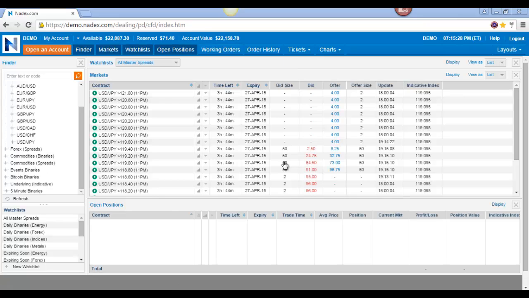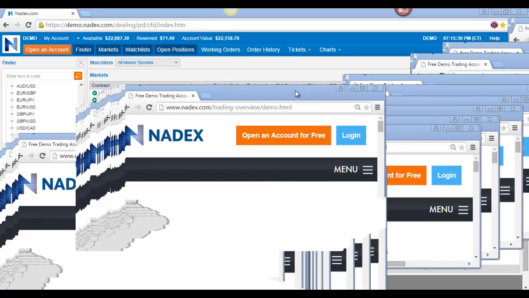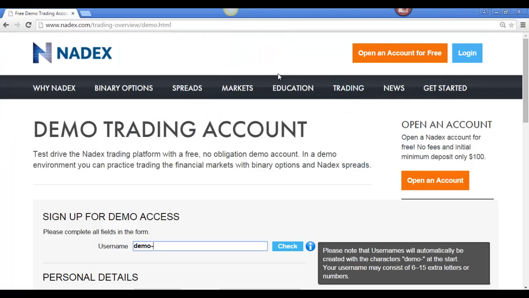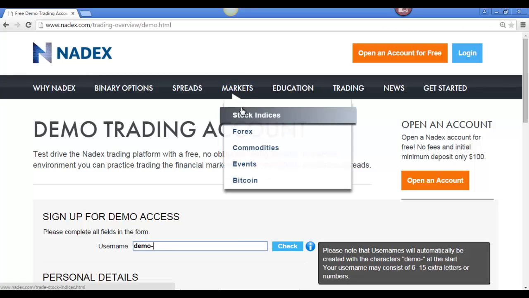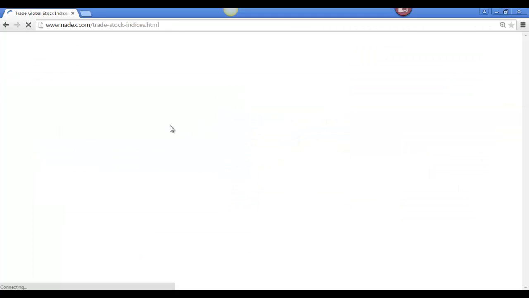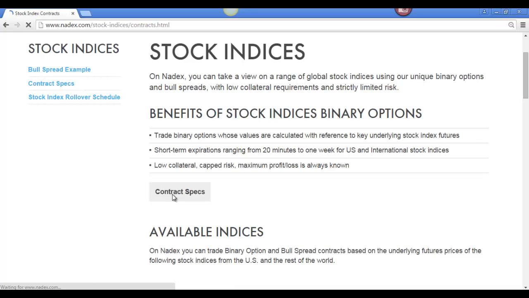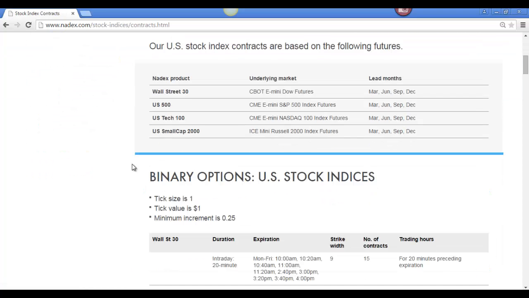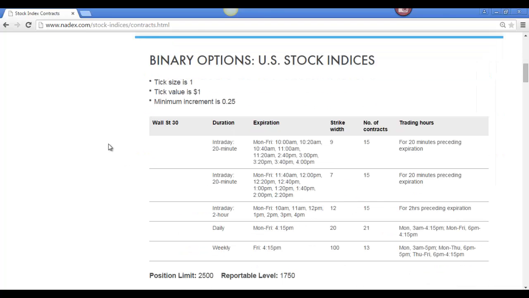But otherwise, you can even go here to the Nadex site, and you can go to markets, and it breaks it down. You've got your stock indices, Forex, commodities, events, bitcoins. For example, if we go to stock indexes, it will break down here for you the contract specs, and you'll be able to see all the expiration times. So for example, right here, the Wall Street 30, which is the Dow, you've got 20-minute expirations, you've got intra-hour, daily, and weekly. So with Nadex, you have literally trading options 23 hours a day.